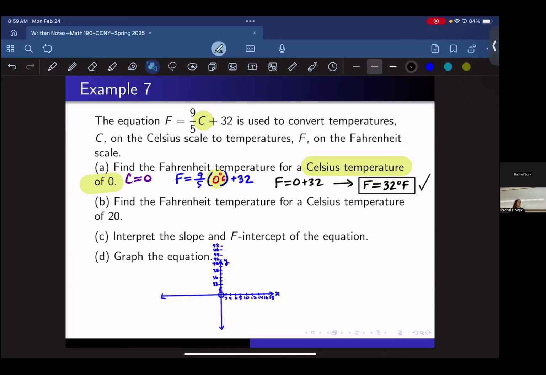Right. Let's answer another very similar question. We want to find the Fahrenheit now when our C is not equal to 0, but our C is equal to 20. The same exact concept. Wherever you see a C, we're now going to replace it with 20. So F is equal to 9/5, in parentheses, 20. And because we're multiplying by a fraction, 20 as a fraction is just 20 over 1. I'm going to put that in. So we're setting ourselves up for success in the future.